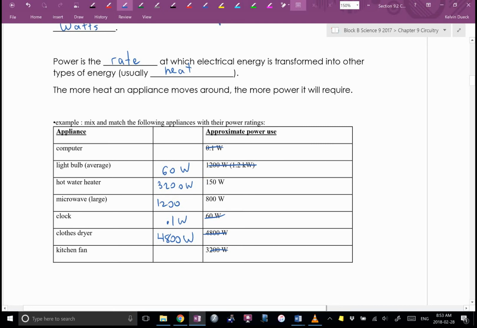We got 2 left. Of the 2 remaining, which one do you think moves around the least amount of heat? Kitchen fan. Because the computer has a fan inside of it, as a matter of fact. The computer would definitely have more than the kitchen fan, because I know computers have fans of their own, as well as having to run the monitor and the motherboard and all that stuff. So kitchen fan is around 150 watts-ish. Computer is about 800 watts-ish.